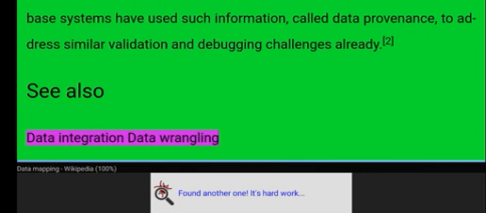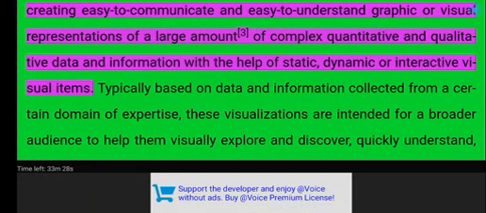Data and information visualization, data viz, or InfoVis, is the practice of designing and creating easy to communicate and easy to understand graphic or visual representations of a large amount of complex quantitative and qualitative data and information with the help of static, dynamic or interactive visual items.